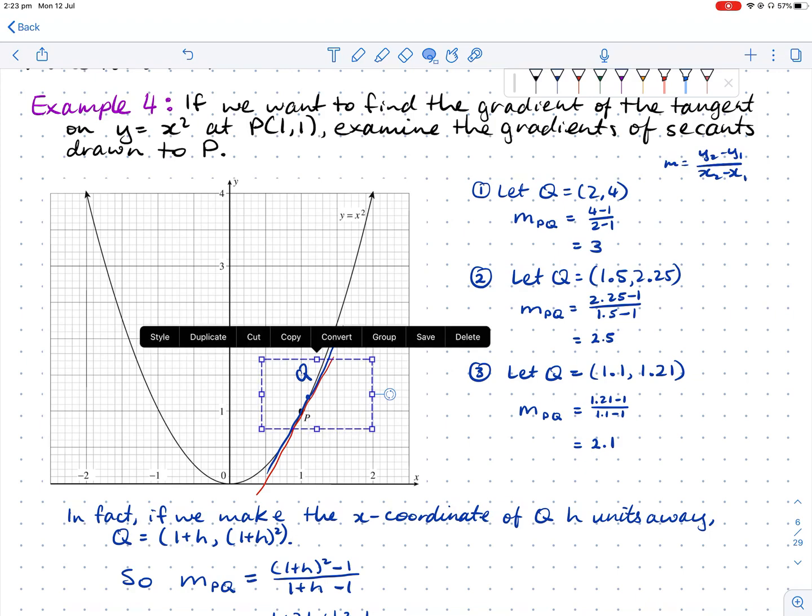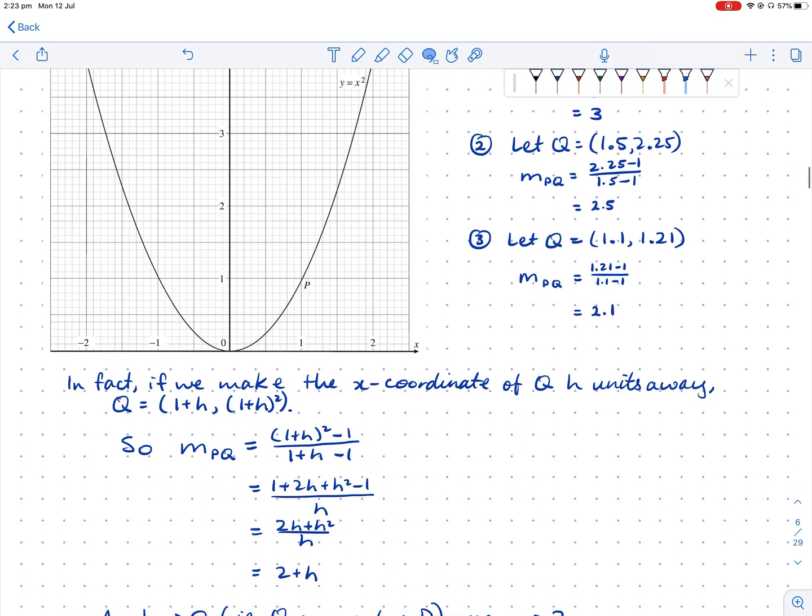Now, we can't really talk about that by just saying it looks like it's getting closer to 2.1. We want to be able to put that into numbers. So rather than talking about actual values for Q, I can pick a point Q so that the horizontal distance between P and Q is h units across. If we make the x-coordinate h units away, then we can label Q.